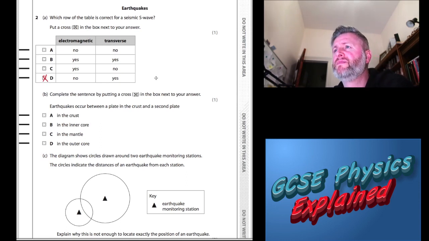Complete the sentence by putting a cross in the box next to your answer. Earthquakes occur between a plate in the crust and a second plate in the crust. So the first one's right. So when the tectonic plates rub together.